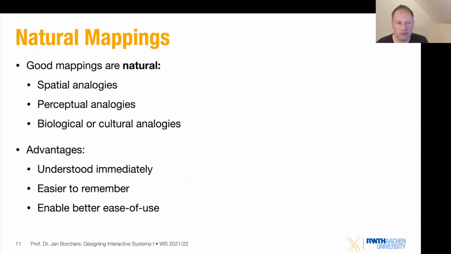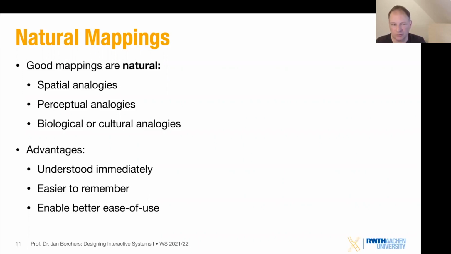These mappings are good when they are natural. That's basically it: a good mapping is a natural mapping. And what we mean by natural mappings, we're going to talk more about these various kinds in the following slides, but what they all have in common is that natural mappings are mappings that you will understand immediately as a user, making them very easy to remember and ultimately enabling a better ease of use, making things easier to use.